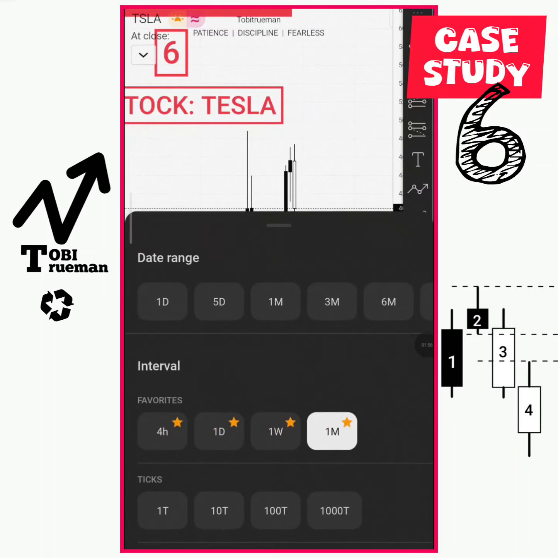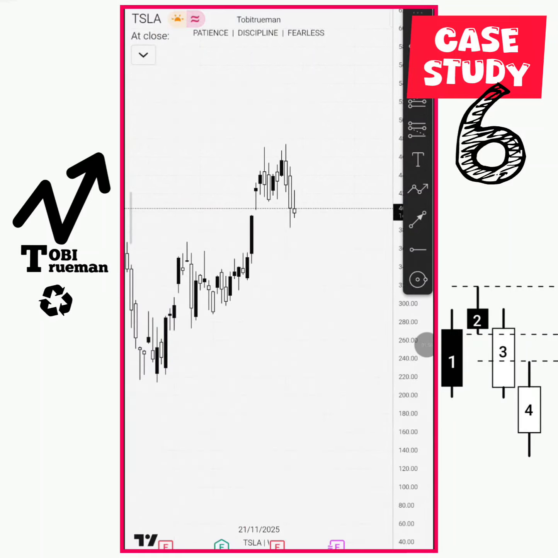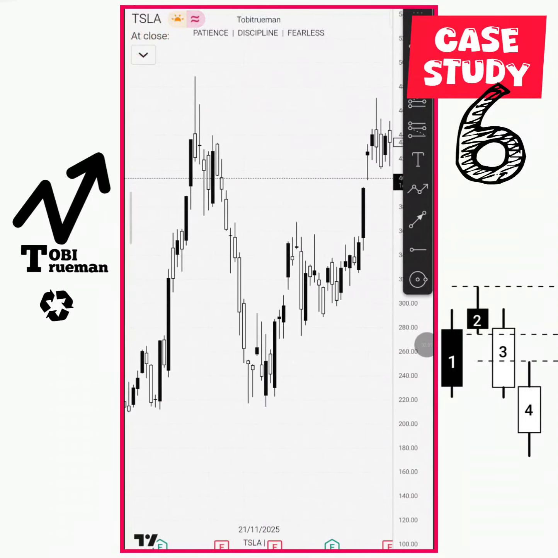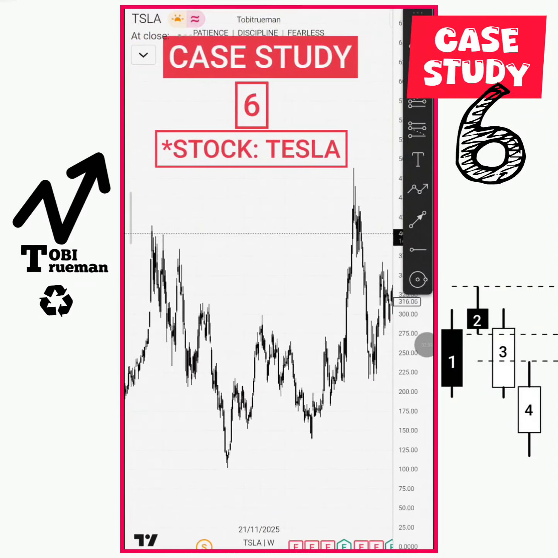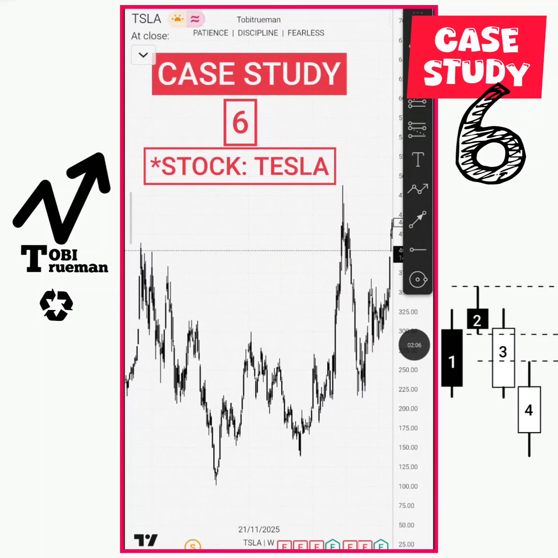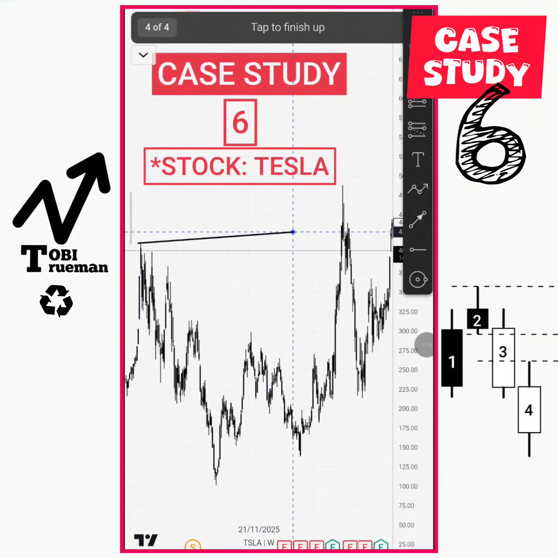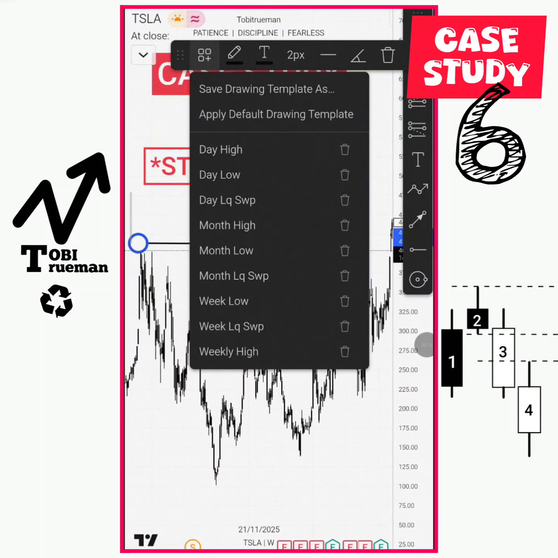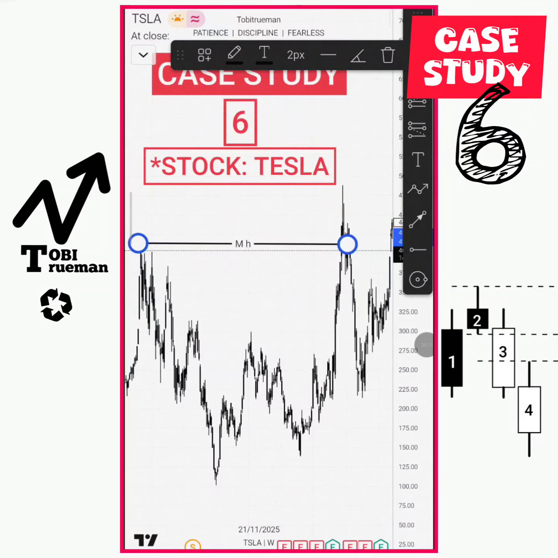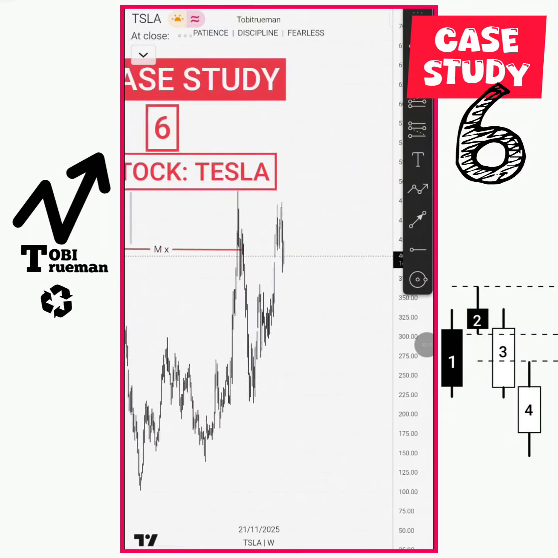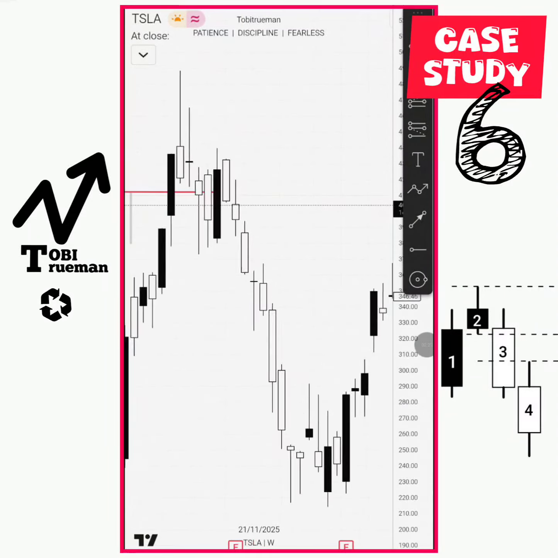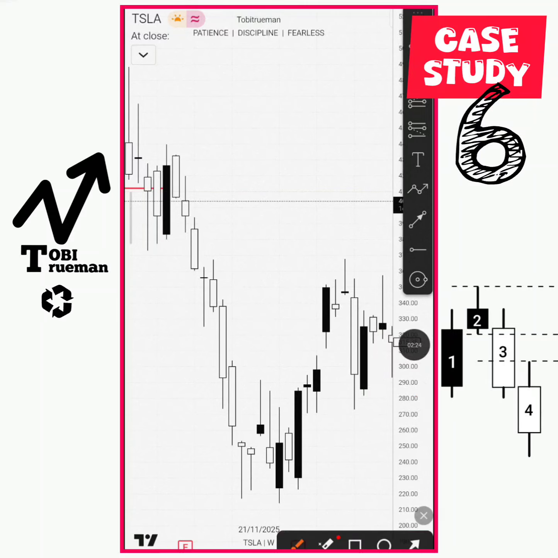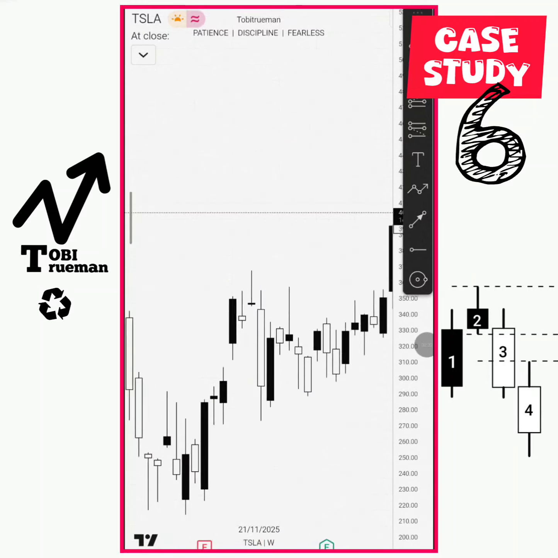So we'll go to our weekly. Coming to the weekly chart, a lot has happened. Remember, let me mark it out. Previous month high, which is a month liquidity sweep. On the weekly too, a lot has happened. Price has been selling. Previous week high, previous week low. All right, week high, week low, just like that.